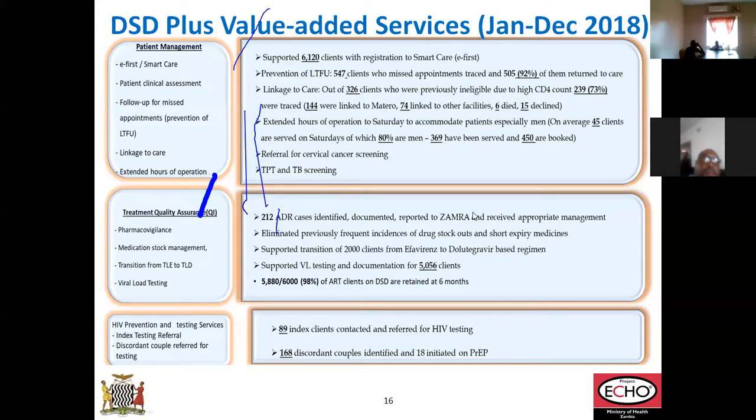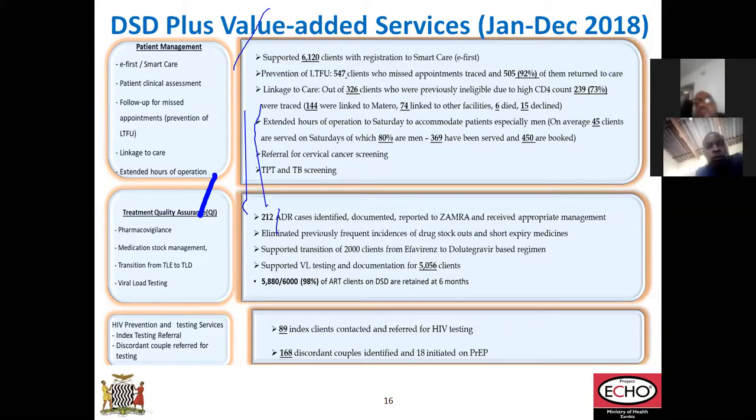And then our linkage to care, which I described, and again, this data is a little bit old. There were about 326 patients that we had at that time that had a high CD4 count and were not coming back to care. We were able to identify them. We called them, and 73% of them were able to come back. Some of them came back to Matero. Some of them went back to other facilities that were closer to them. But that's an active program that we're doing.